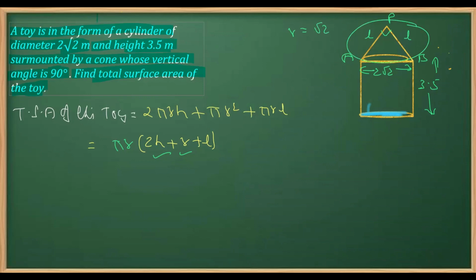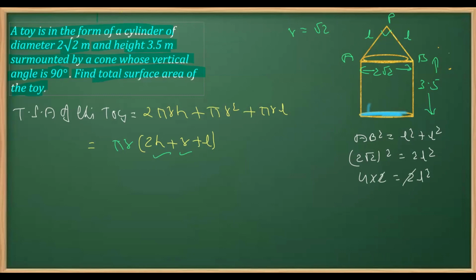So we are going to apply the Pythagoras theorem here. In this triangle, as you can figure out, this is a right angle triangle. So the square of the hypotenuse, which is AB here, is equal to the sum of the squares of the other two sides, which are l in each case. The length of AB is 2 root 2. So 2 root 2 whole square is equal to l square plus l square, which is 2 l square. The left side is 4 times 2, which is 8, so 2 l square equals 8 and l square is 4. So l comes out to be root 4, which is 2 meter. Now we got l as well.